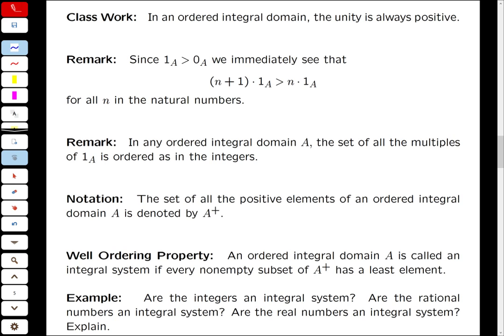Okay, you guys have a classwork problem. In an ordered integral domain, the unity is always positive. This one is actually proved in the paragraph in the book. It wasn't written as a lemma and with a proof symbol around it, but it was written there. It is one sentence long. You need to get in groups of 3 or 4 people.